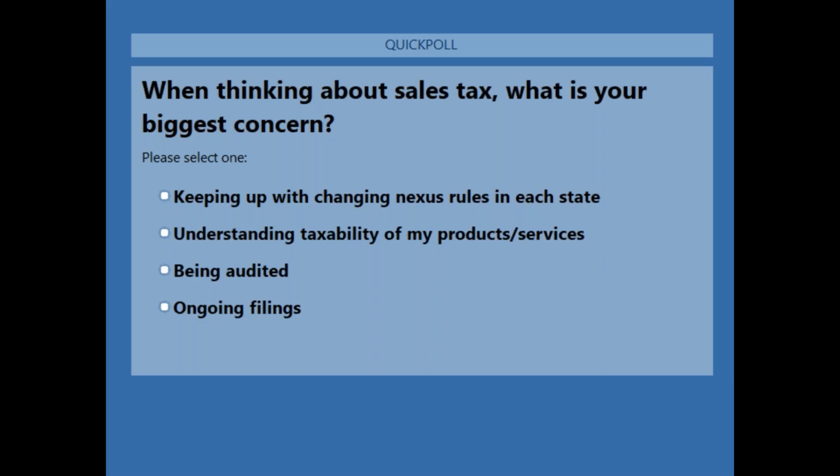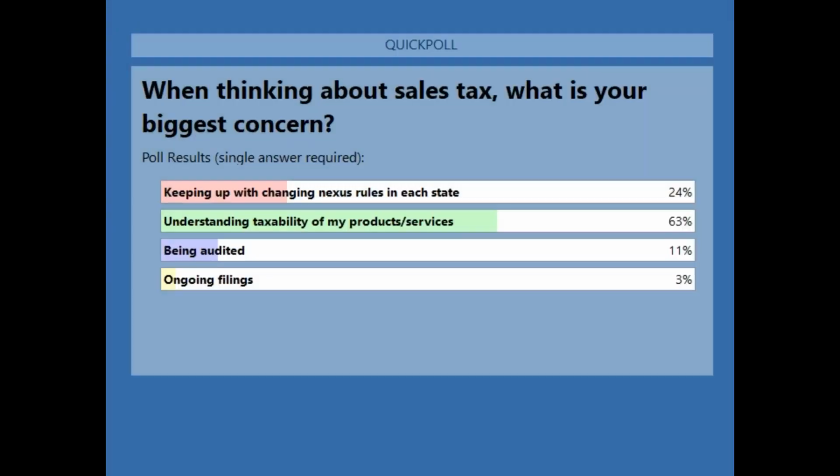So did we get the poll closed, and do we have the ability to pull the results up? I might be able to see the audience view here. So what is the biggest concern? It looks like understanding taxability is the primary concern, and secondarily nexus. So maybe we do a 101 again, Jeff.